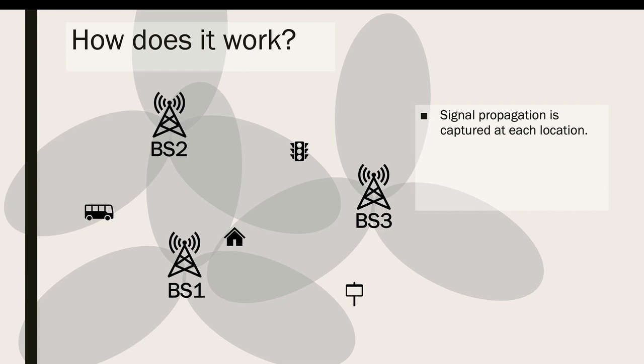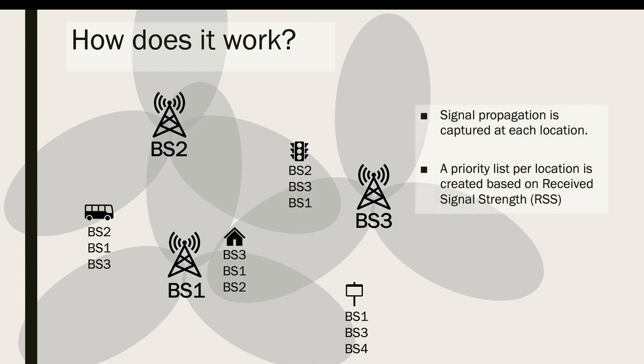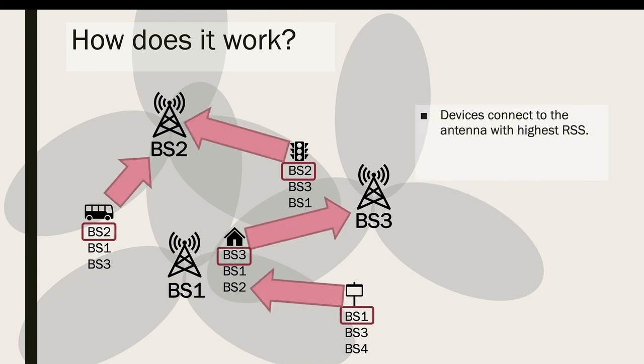Now I will explain how the method works. It starts by capturing the signal strength at each location in the simulator. This allows creating at each device location a priority list of the antennas it receives, ordered by their signal strength. Each device is assumed to connect to the first base station of their list, which is the one with the highest received strength.